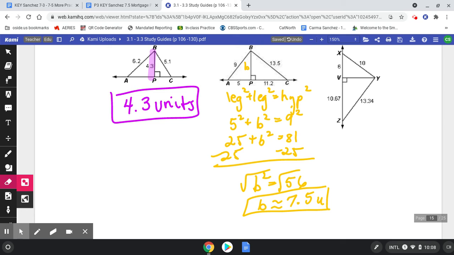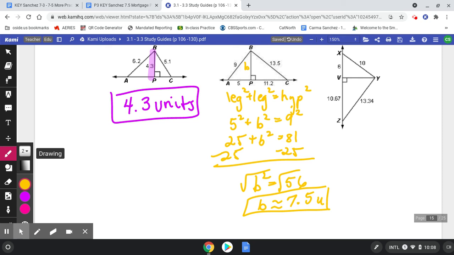What if you had called that side A and the 5 was your side B and you wrote A equals or is approximately? Totally fine if you called that A, totally fine if you called that X, as long as you label it in the picture and show what you're solving for. Okay, let's go try the last one.